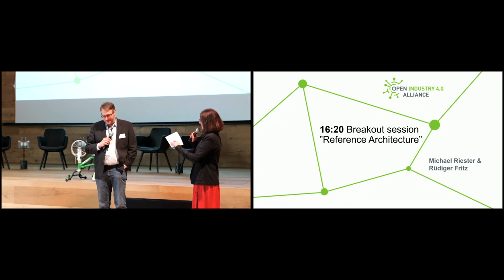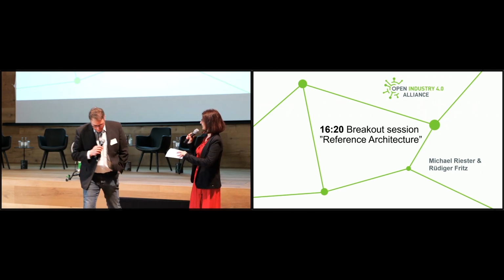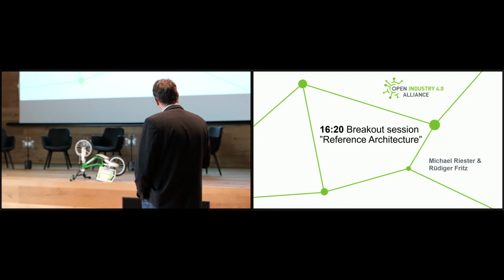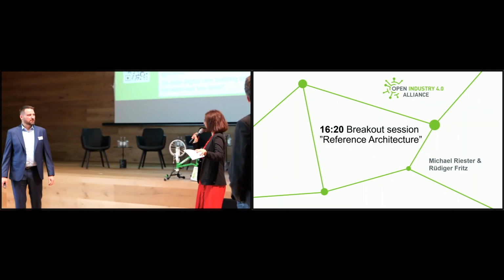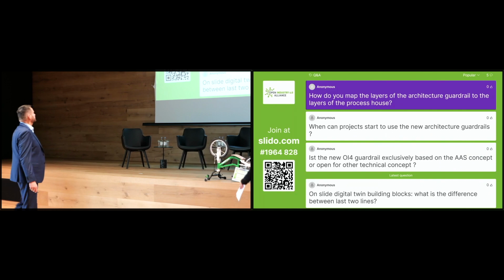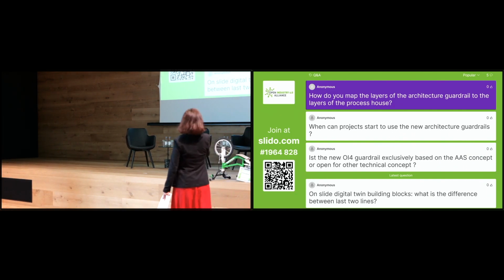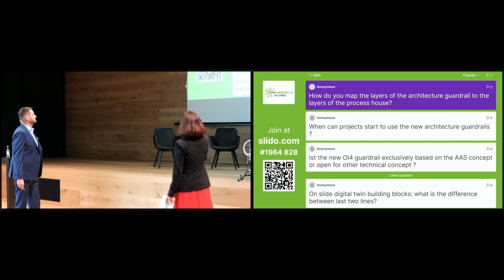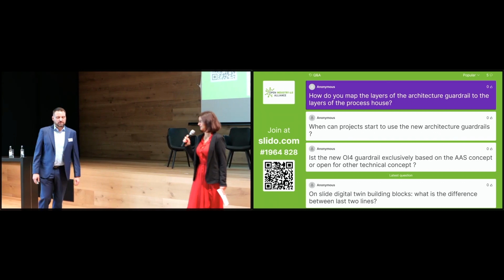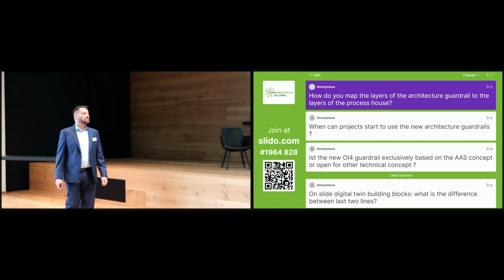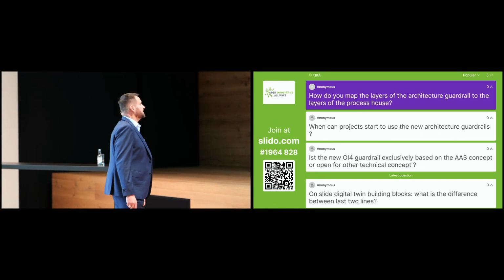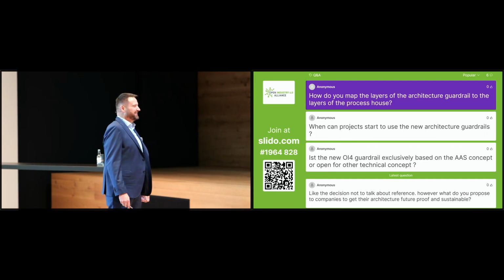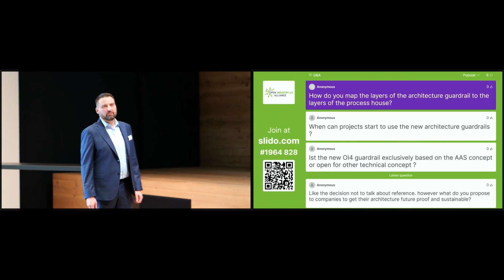Thank you. Because you're so good in time, I know you did not want to answer questions now because you have your breakout session later, but there may be questions from people online. We can answer now. The purple one, I think, is an online question. How do you map the layers of the architecture guardrail to the layers of the process house? We thought about this. We only got 20 minutes today, so we skipped this part at least. We have 3 minutes. No chance to do it. We can discuss it together.